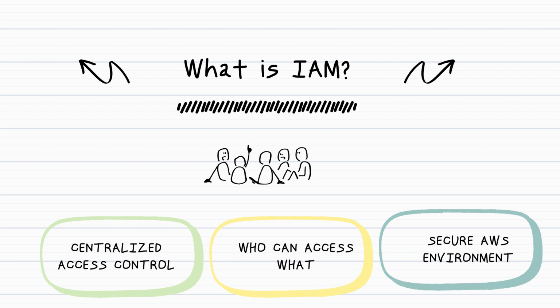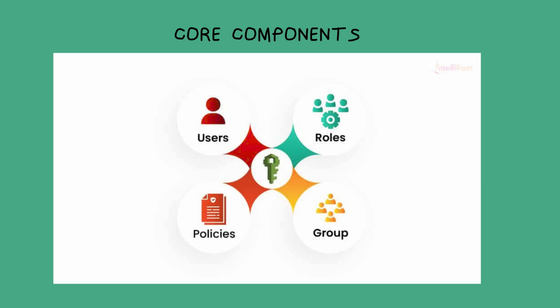So IAM decides who can access what, like giving specific keys or passes to different employees so they only get into the areas they need. And finally, it keeps your AWS environment secure by controlling permissions carefully. IAM ensures that nobody can accidentally or maliciously access sensitive resources on behalf of you.